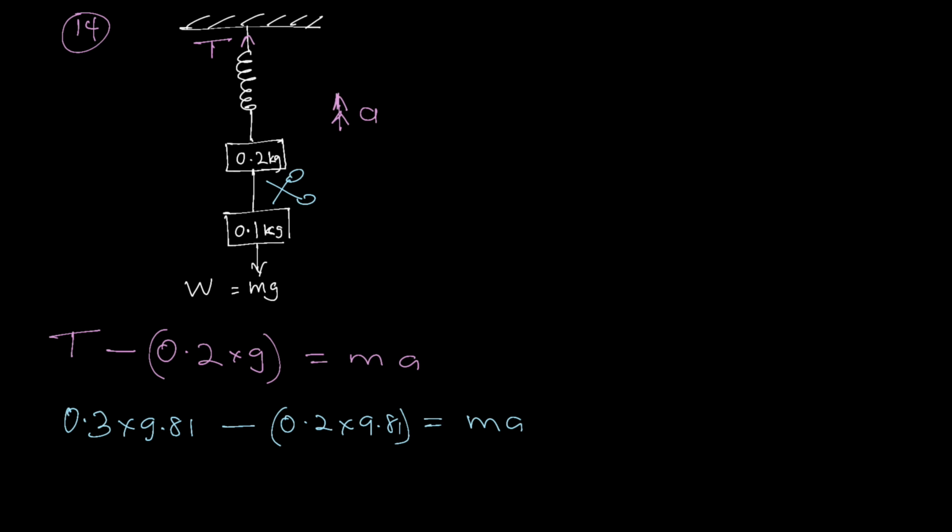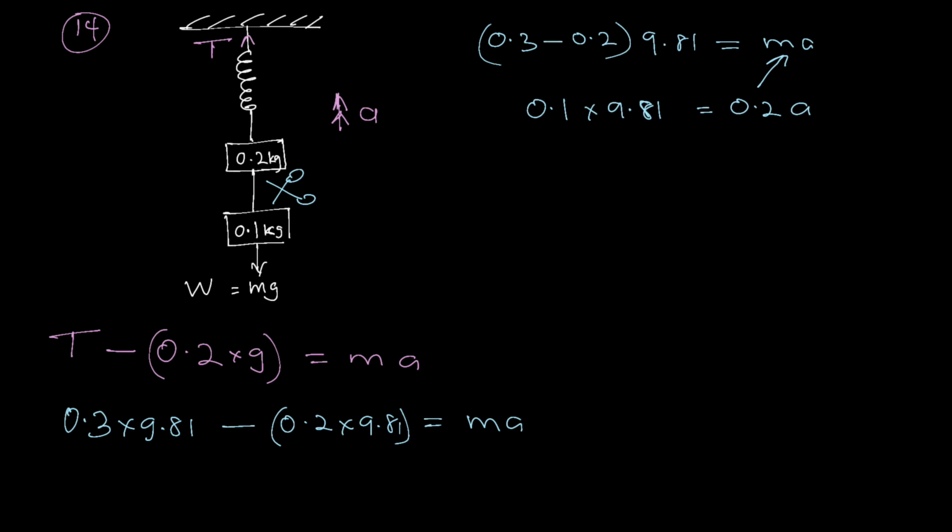So that's that one. And that's 0.2 plus 0.1 times 9.81, and minus the mass of that and the gravitational field strength. Multiply. And that equals ma. So now we can write the common factor here is 9.81. So we get 0.3 minus 0.2 times 9.81 equals ma. And m in this case is 0.2. So we get 0.1 times 9.81 equals 0.2a.